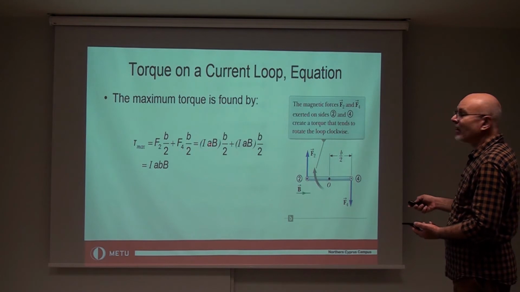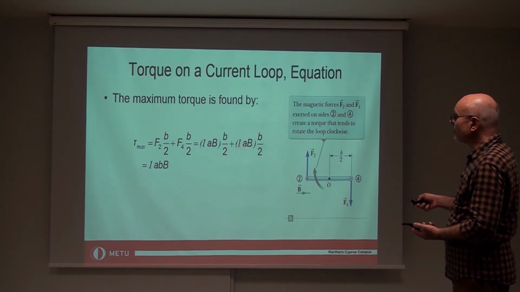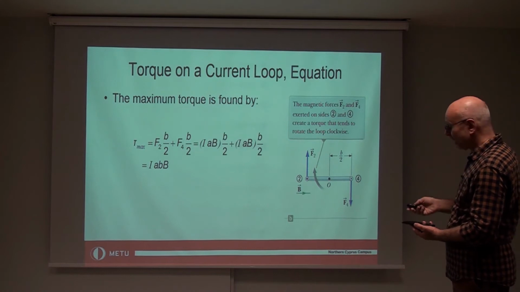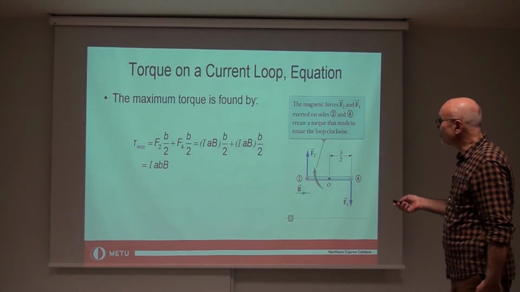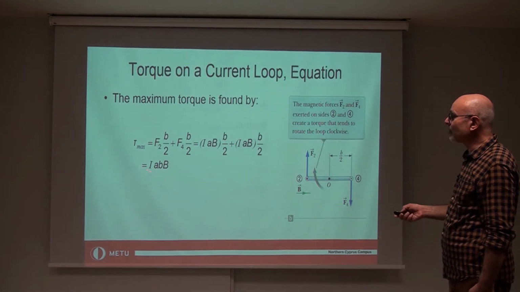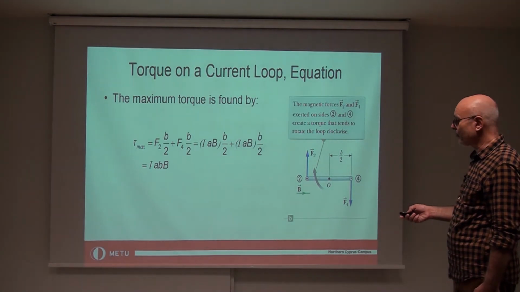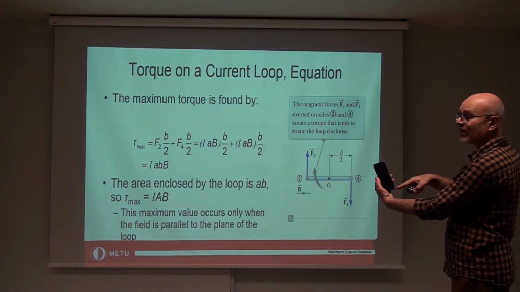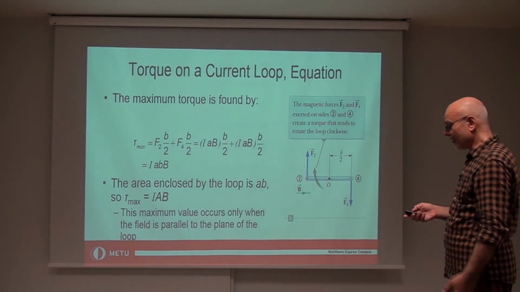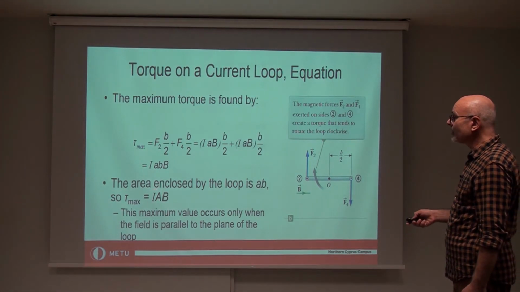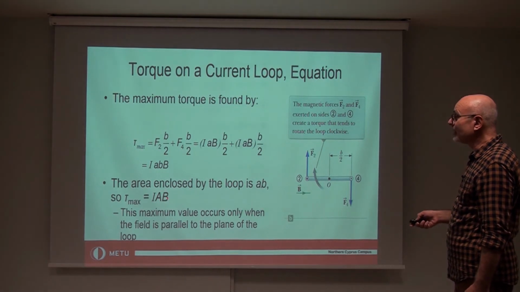And since the forces are both equal, I mean they are just IaB, when you add them up together, you add them because they are producing rotation in the same direction. They have the same sense of rotation. So when you add them up, you get this expression: I multiplied by ab multiplied by the magnetic field. Now, ab for the rectangle is this length multiplied by this length, which is just the area, okay? And therefore you can write that tau maximum, the maximum torque, is I multiplied by the area multiplied by the magnetic field.